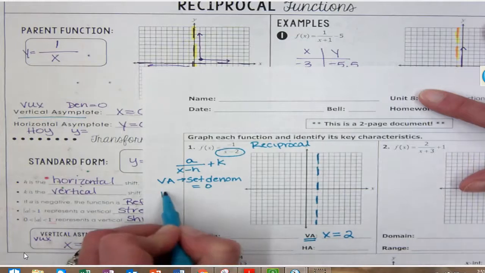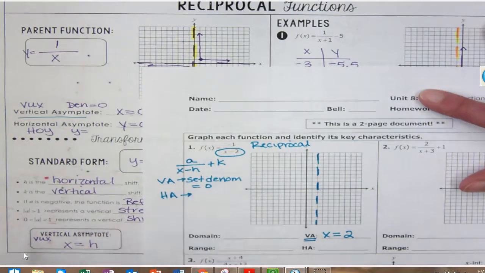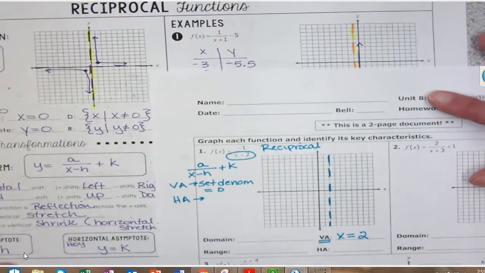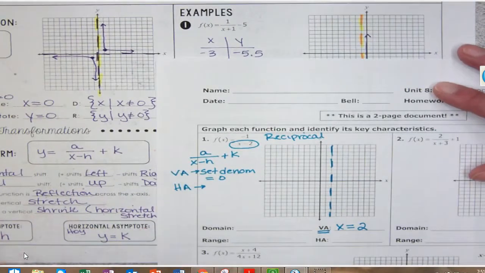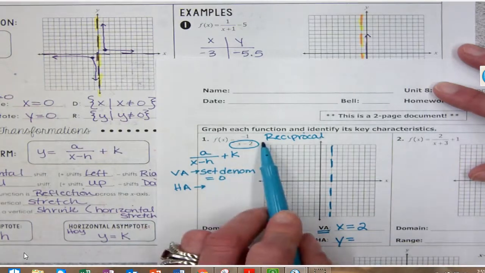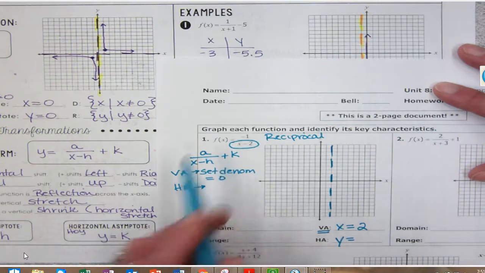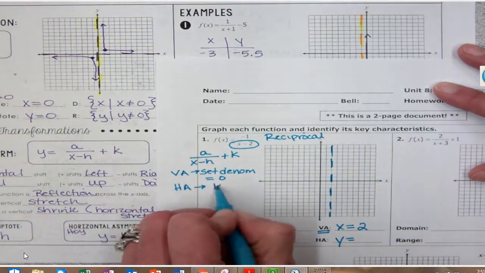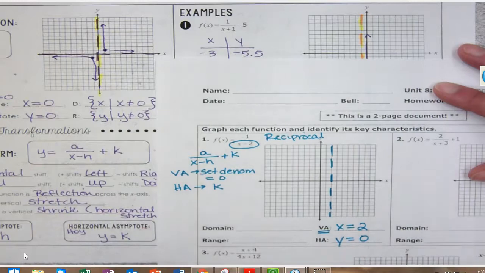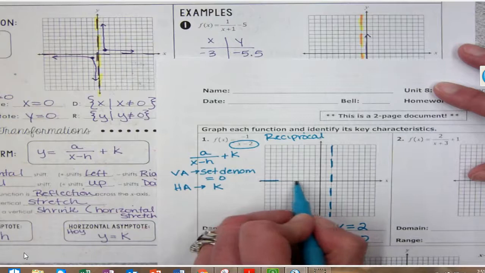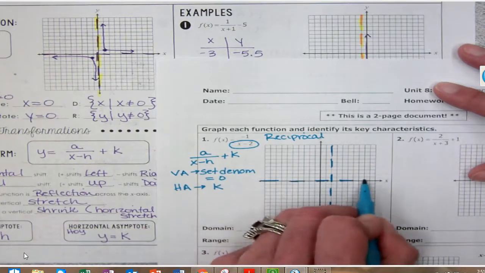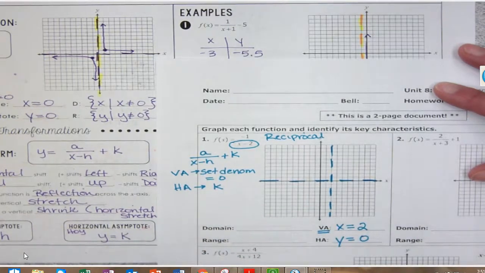Now my horizontal asymptote, when it is a reciprocal function, is right here. Y equals k. Horizontal asymptote, y equals k. What number is in the k area? 0. So my horizontal asymptote is y equals 0. It is that easy, you guys.